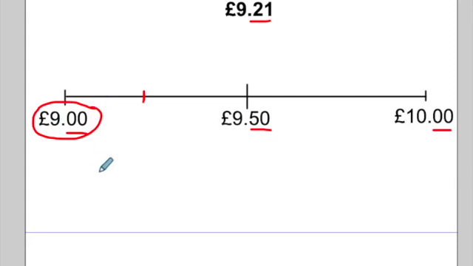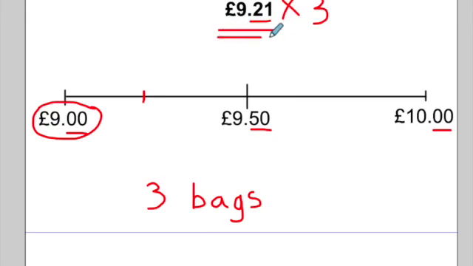So if somebody had, for example, asked you to estimate how much 3 bags would be, and the bags cost £9.21 each, okay, so you're doing £9.21 times 3. But when we're estimating, we would use our rounding skills, which means we would round this number either up or down to make our adding or multiplication easier to calculate in our heads.